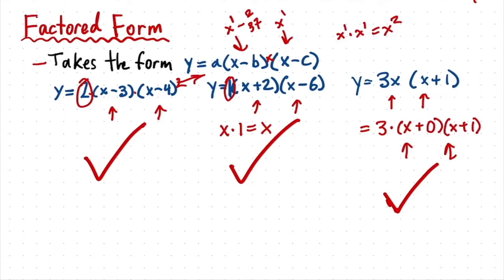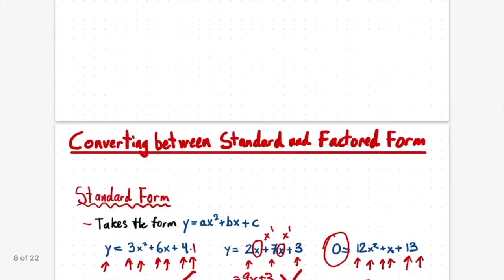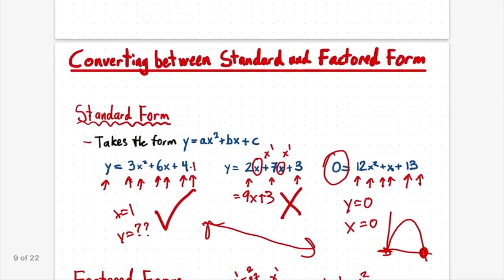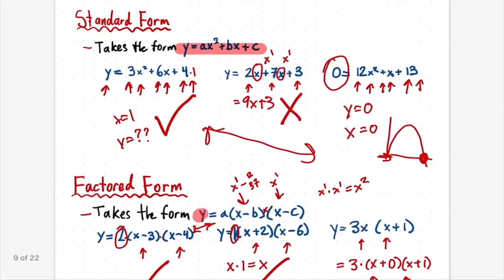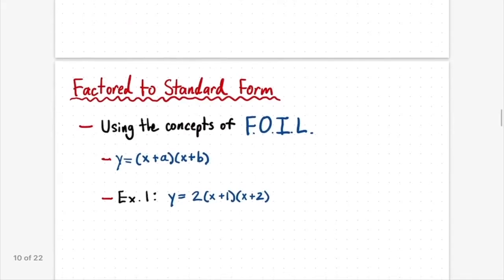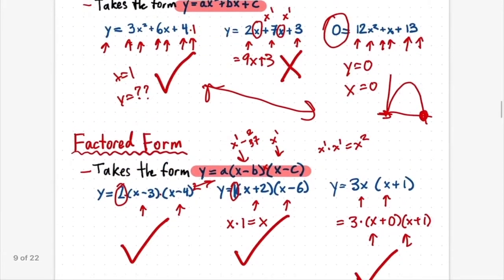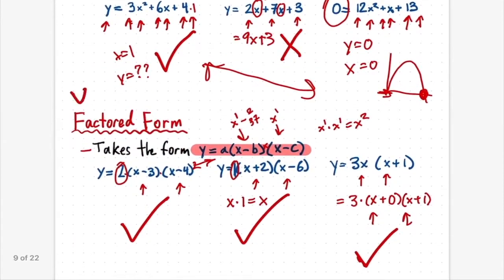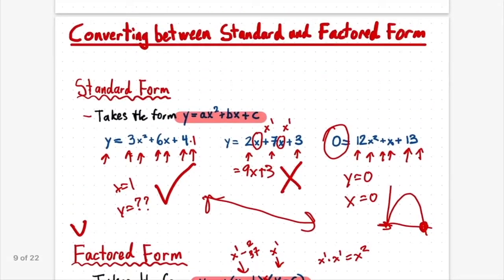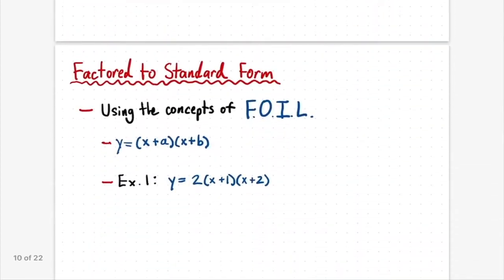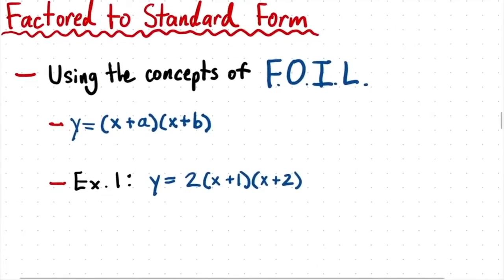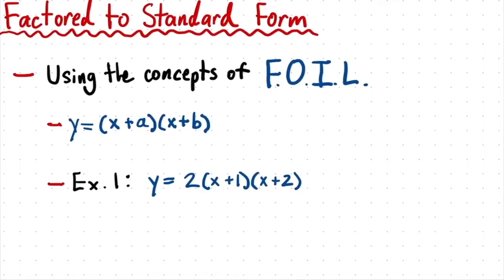Alright, now that we've got that underway, how do you convert from something that looks like this to something that looks like this? Well, let's go. So to start, we're going to talk about going from factored form to standard form. And then we'll talk about going the other way around. But going from factored form to standard form. So we start here with factored form.